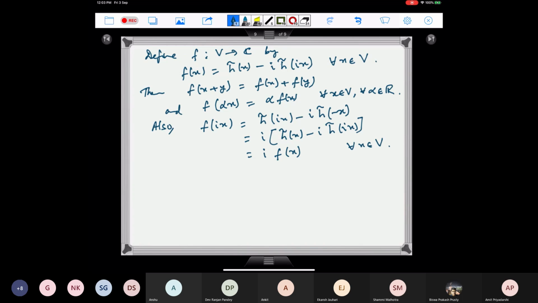So once we get that f is real linear and f of iota x is equal to iota times f of x, therefore f of lambda times x will be equal to lambda times f of x for all lambda belonging to C.